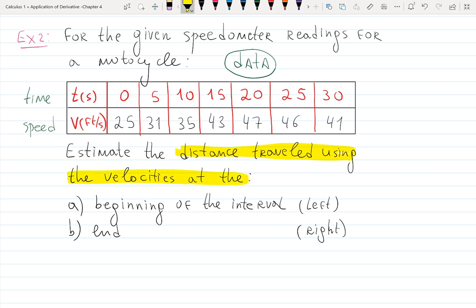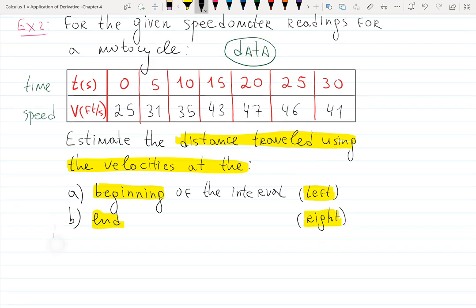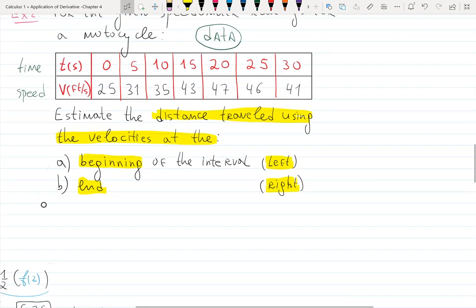With the same idea of left endpoints and right endpoints, we can use the beginning of each interval and the end of each interval. So we're going to be using left endpoints and right endpoints. Yes, we can do it. And this is what we're talking about here.